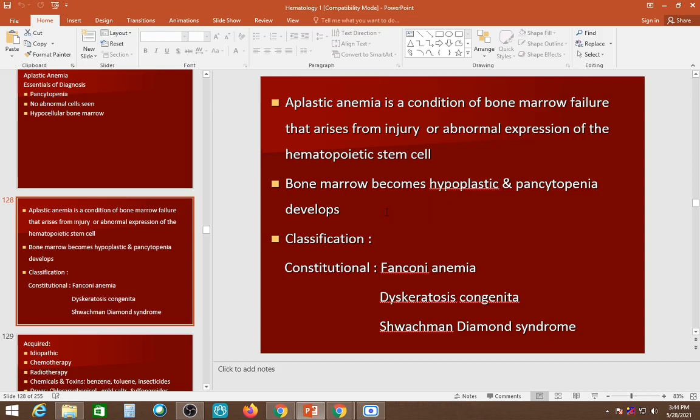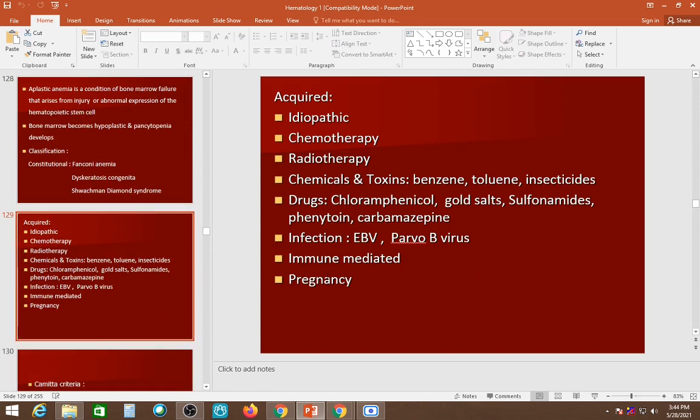It can be constitutional and acquired. The classification: it can be constitutional and acquired. Under the constitutional, we have Fanconi's anemia, dyskeratosis congenita, and Shwachman-Diamond syndrome. So this is the classification. And the acquired one is idiopathic. We don't know what the underlying causes are.